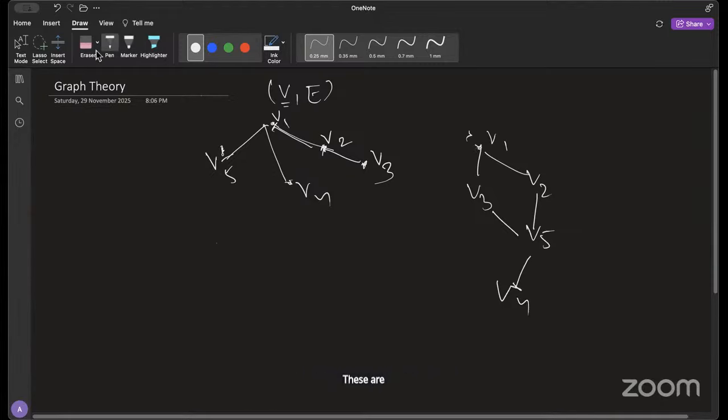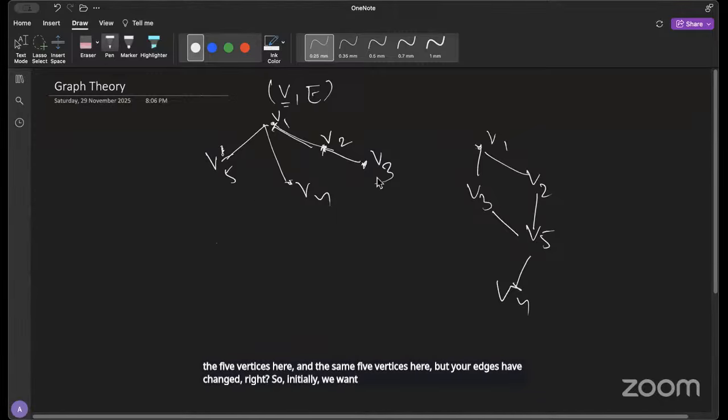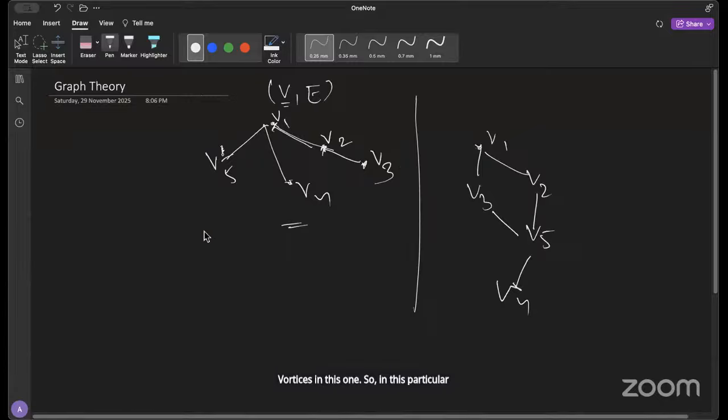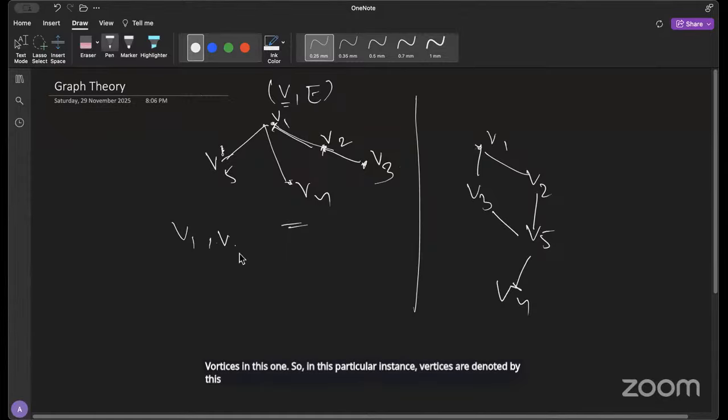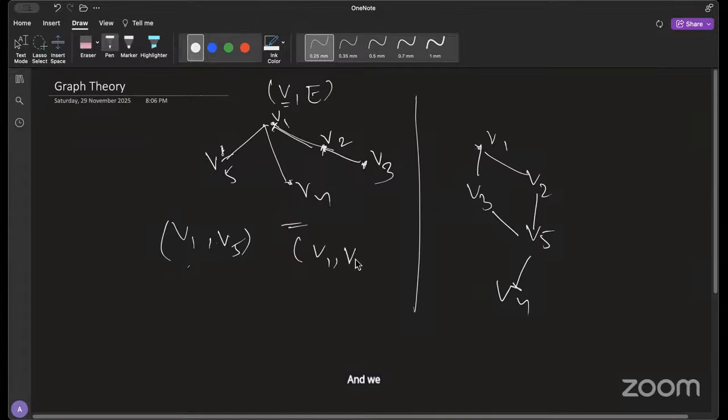These are called graphs. In this one, your vertices are obviously the same, the 5 vertices here and the same 5 vertices here, but your edges have changed, right? So in this particular instance, your edges are denoted by V1 comma V5. That's one edge. And V1 comma V2, that's another edge. V2 comma V3. Then V1 comma V4. And then V1 comma V5.